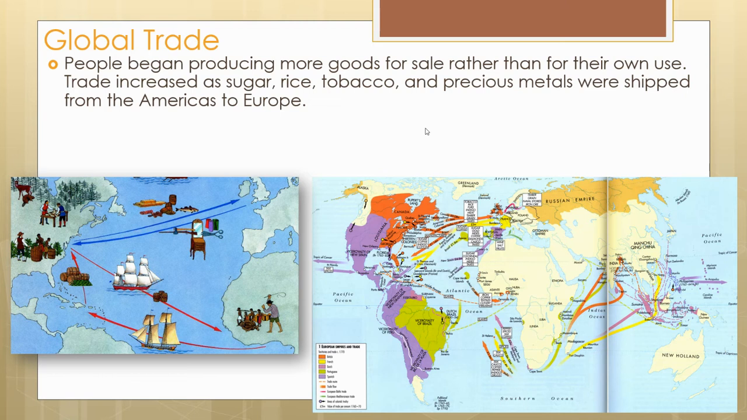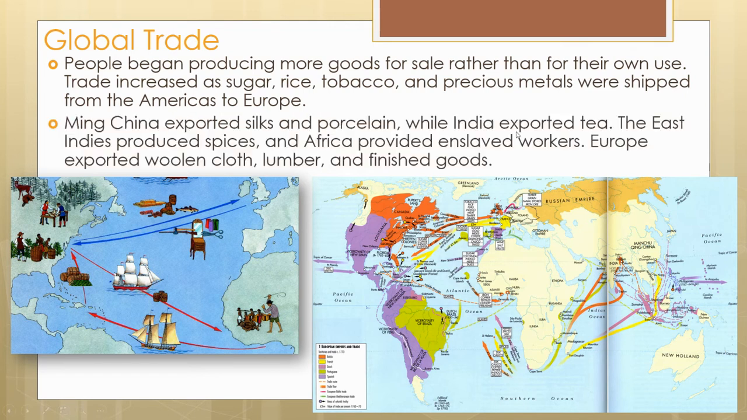Trade increased as sugar, rice, tobacco, and precious metals were shipped from the Americas into Europe. Ming China exported silks and porcelain, while India exported tea. The East Indies produced spices, and Africa provided enslaved workers. Europe exported wool and cloth, lumber, and finished goods. And you can see all the different trade that's now happening with colonies and how a lot of it was set up. Just like we had with the triangular trade.